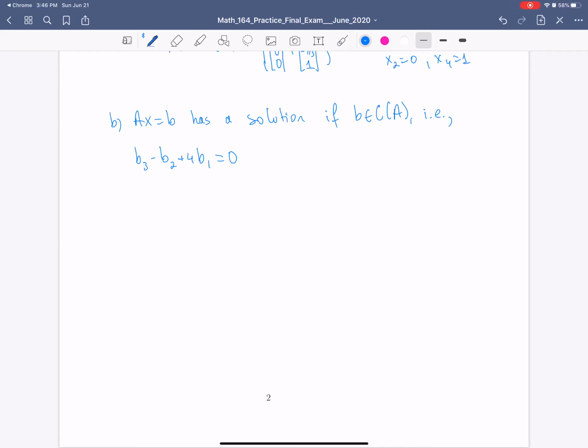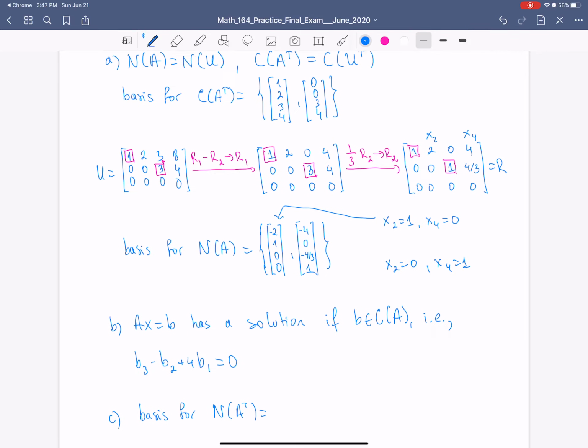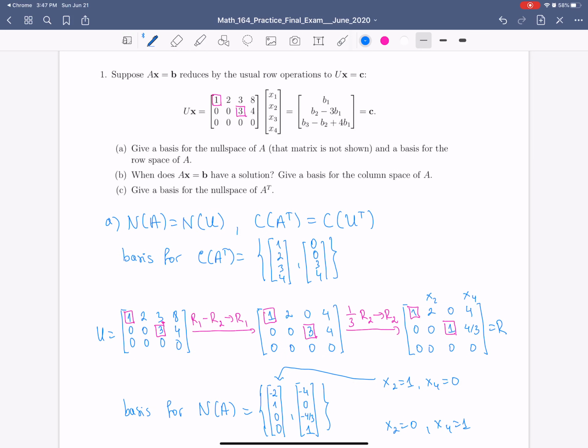Let me just say a basis. So this is part C. A basis for the null space of A transpose is... so how many vectors in the left null space? The left null space of U is not the same as the left null space of A. You have to be very careful here. The column space and left null space of A and U are not the same. However, what is the same is the dimensions.